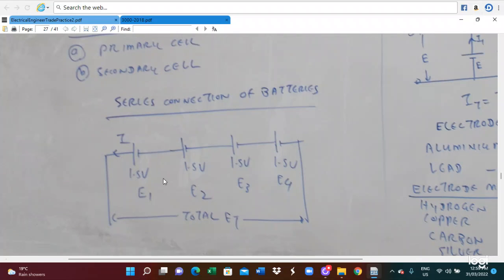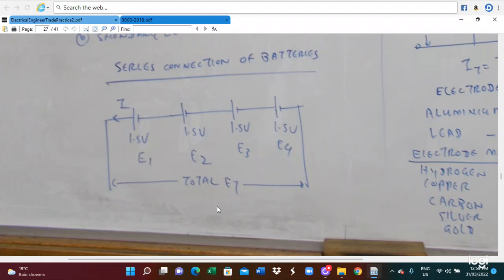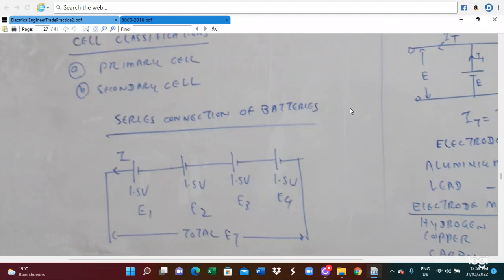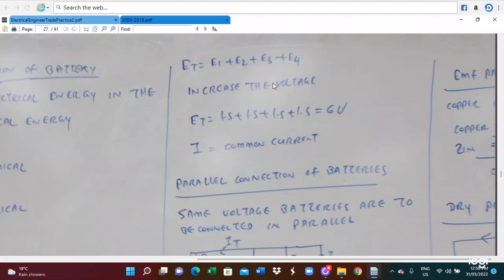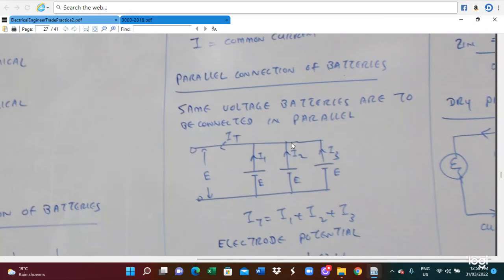This is the series connection of the battery. We have E1, E2, E3, E4, and adding them gives ET equals E1 plus E2 plus E3 plus E4. In a series connection the voltage is increased. Each cell has 1.5 volts, so four 1.5 volt cells added together give a total voltage of 6 volts, and a common current flows.